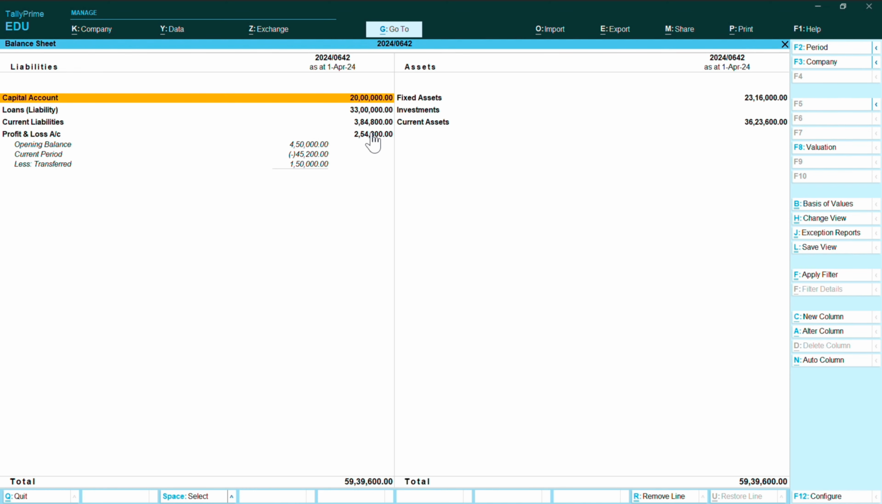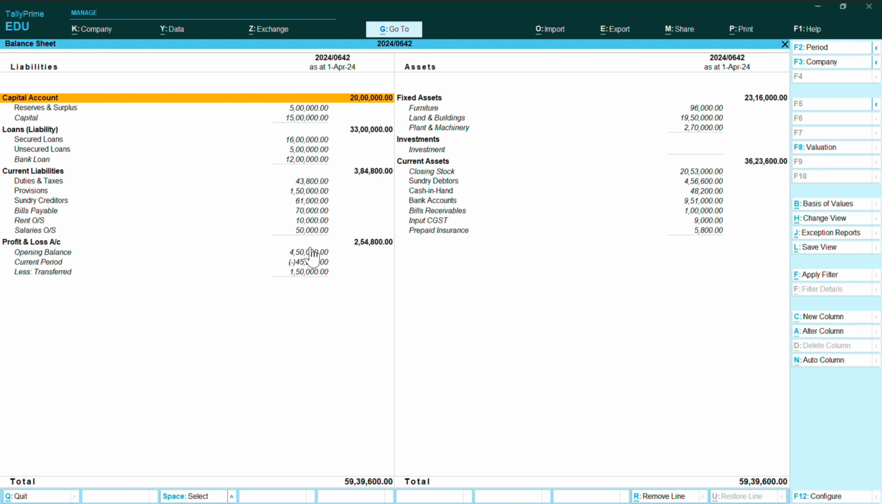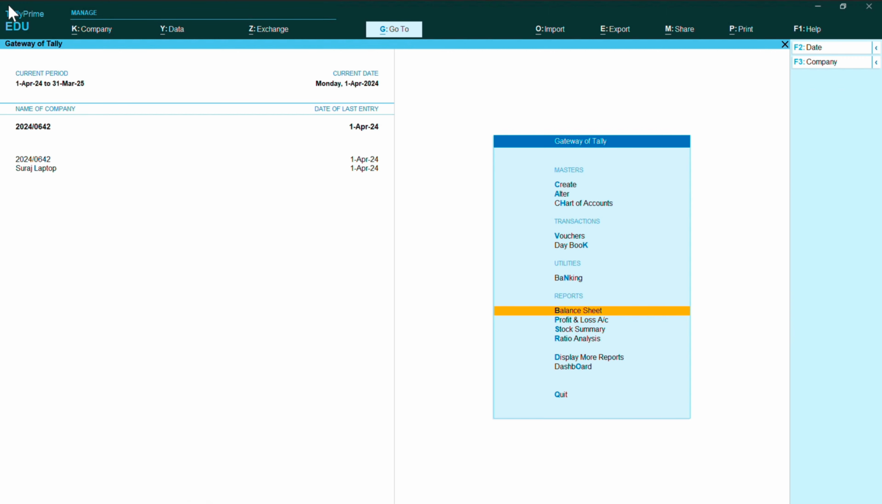Here you can see that an error is occurring in the duties and taxes. That's because I have included input GST and output GST in the current asset and current liability. So please include them in duties and taxes rather than current asset and current liability. Now I am correcting this mistake.